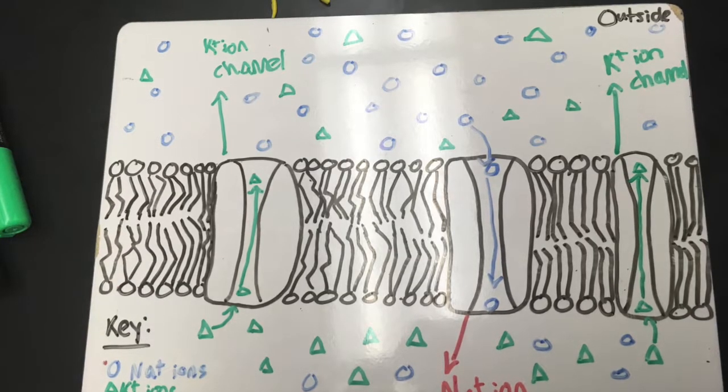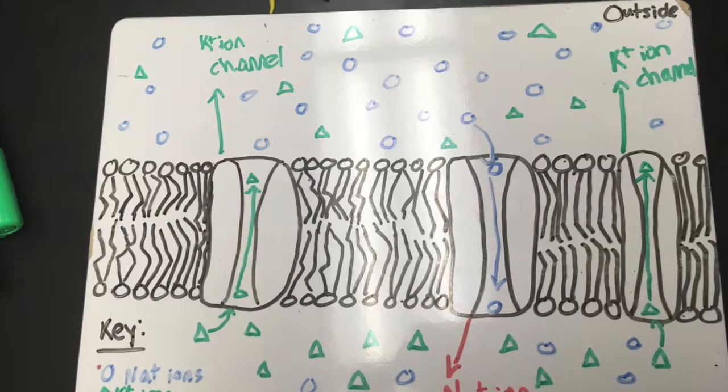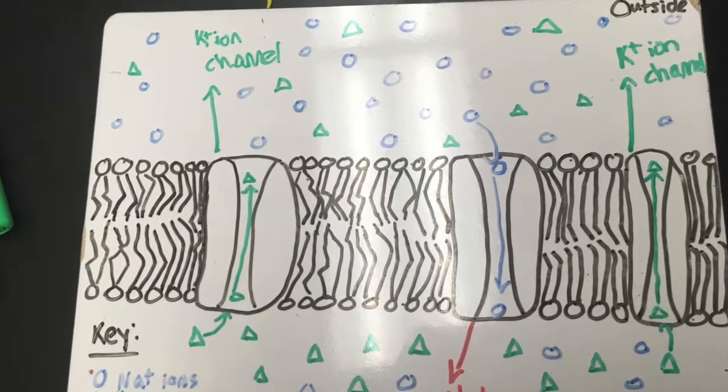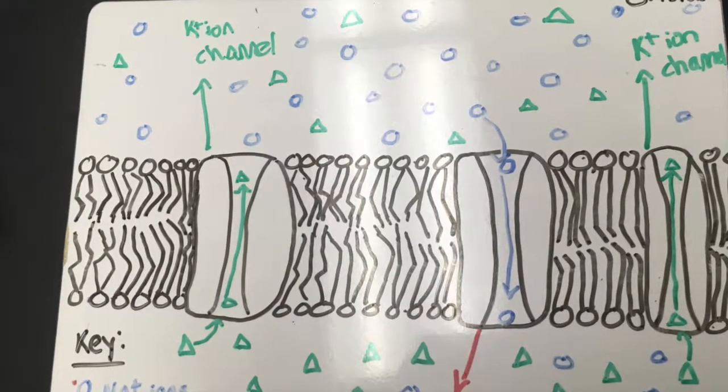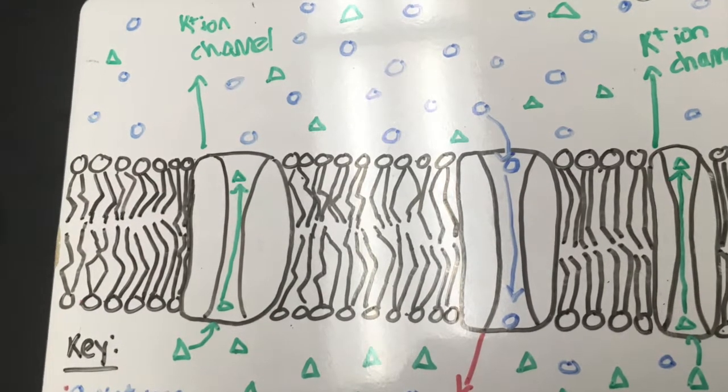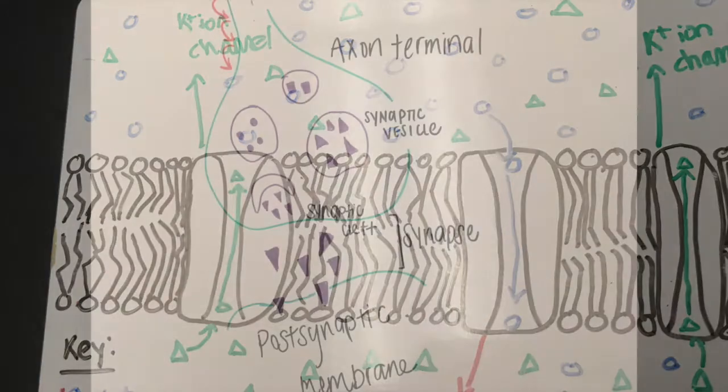After the undershoot stage, the neuron returns to its resting potential, where most voltage-gated sodium channels are closed and some potassium channels are open. And the neuron is ready yet again for another action potential.